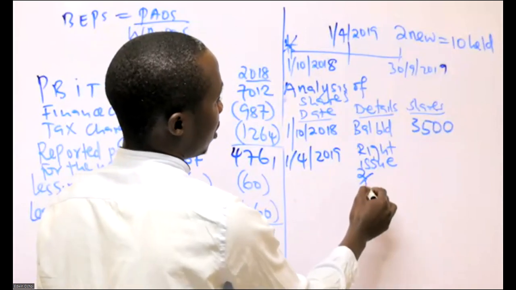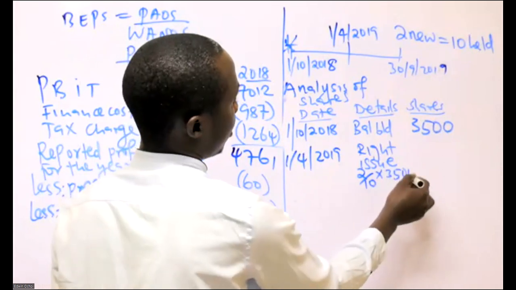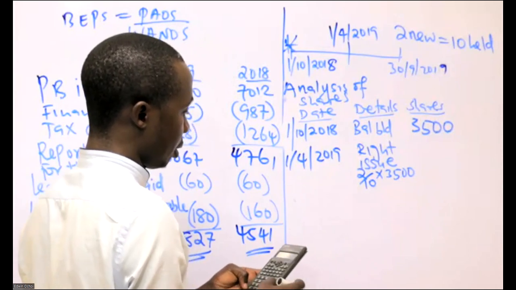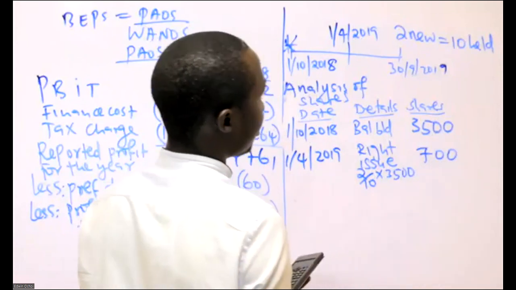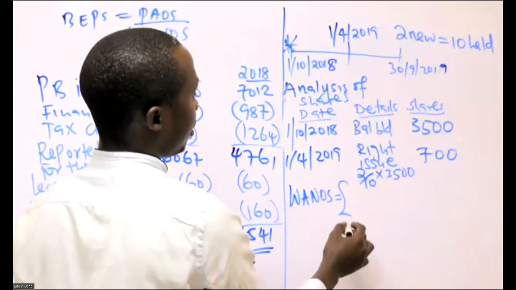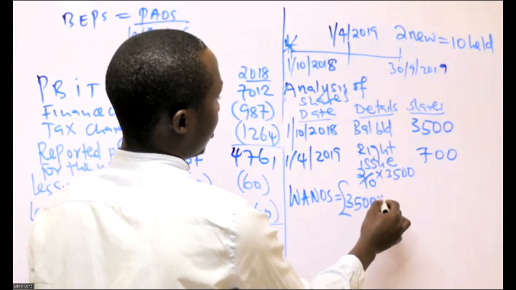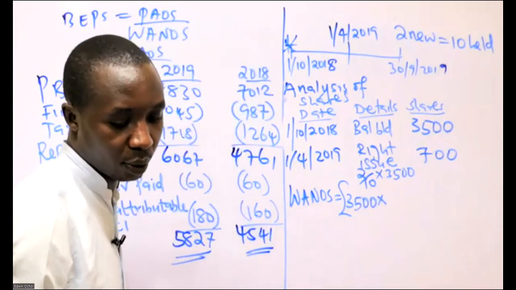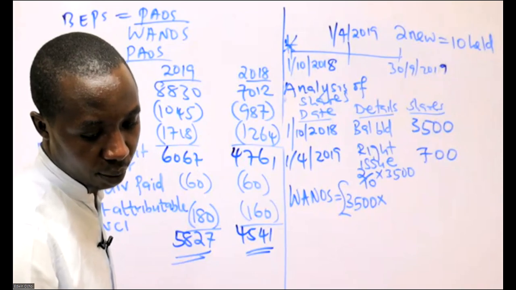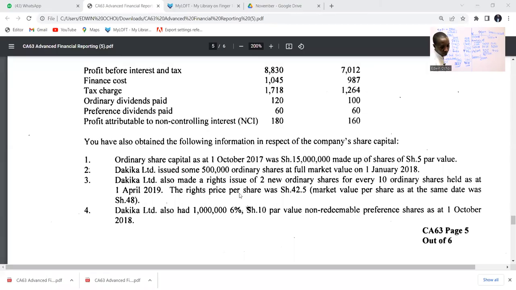So that is 2/10 × 3.5, that is 700. Then now our weighted average number of shares would be ordinary shares before the rights issue, 3.5 × the fair value. The fair value was, according to the question, number three: remember that the rights price per share was 42.5. The market value per share was 48. So the fair value is 48.